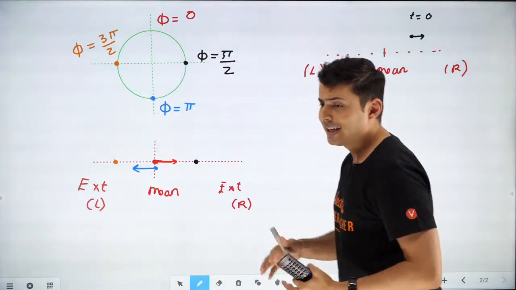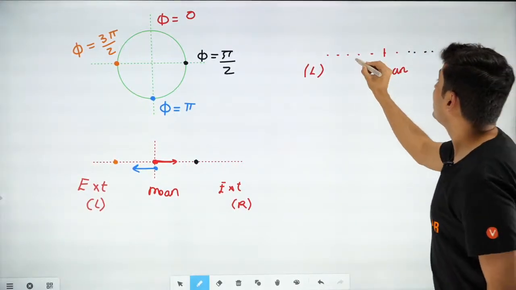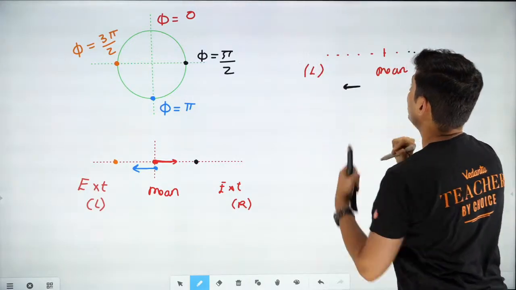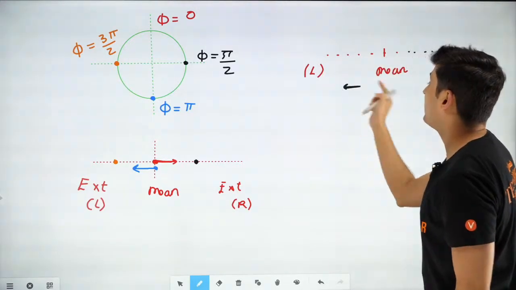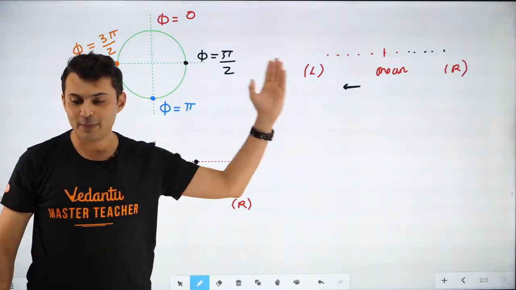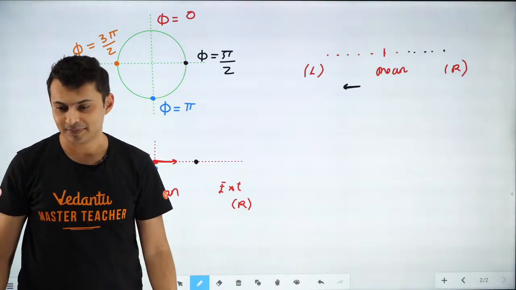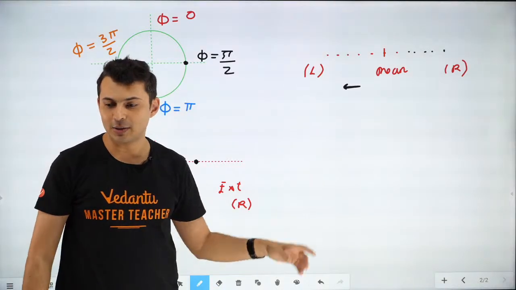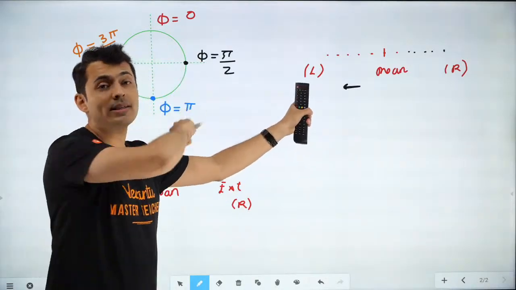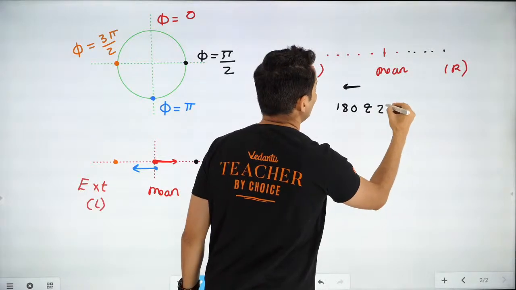Understand? Okay. So similarly, if I tell you that the particle is here and it is going towards the left side, somewhere between mean and left extreme, what will be the value of phi? Between something and something. What do you think? Yes, 180 and 270, guys. Be careful. It is going to be between 180 and 270.